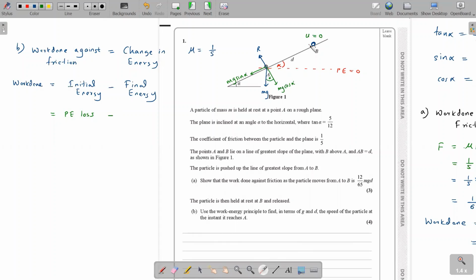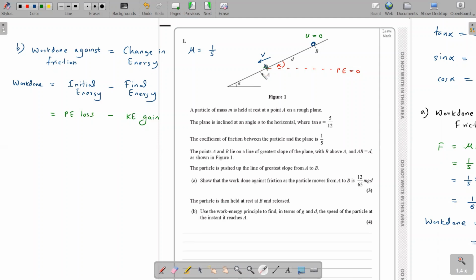Minus, what about the energy at the end when you reach point A? If you reach the potential energy 0 level, you don't have any potential energy when you come to point A. You're at the 0 level. But you have gained a certain velocity when you come to this point. So that's going to be a kinetic energy. There's no PE, so you have a kinetic energy gain.